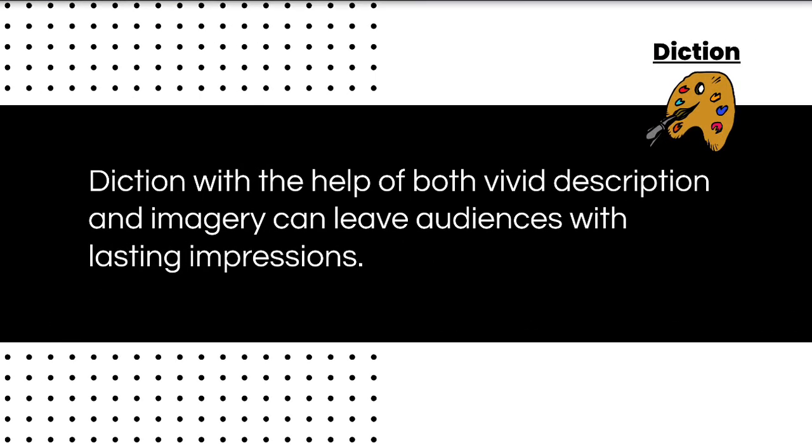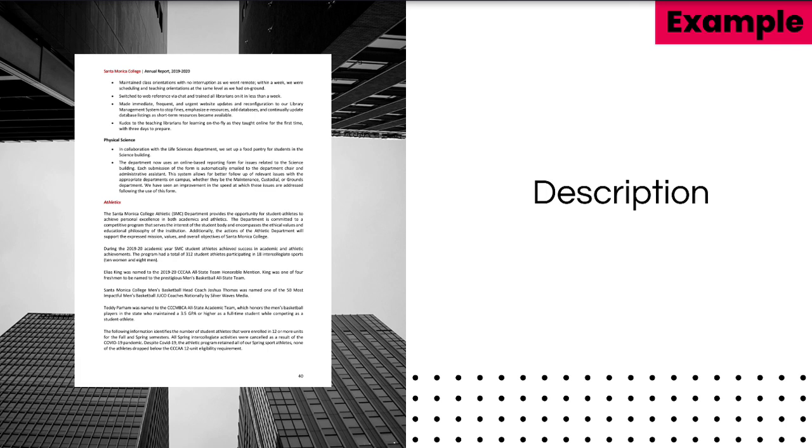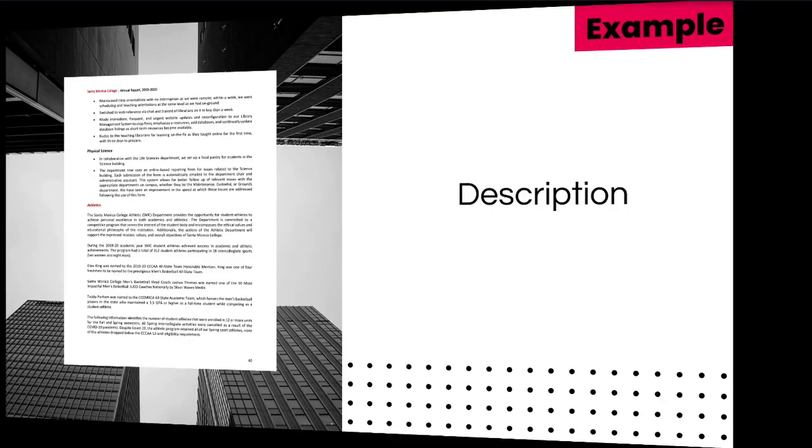On the other hand, diction as a rhetorical strategy helps leave audiences with lasting impressions. With the help of vivid description and imagery, mental pictures can be created, which helps get across any points that are trying to be made. In the athletics section of the report, the department is discussed in detail, allowing audiences to imagine what it would be like using descriptive sensory stimulations.